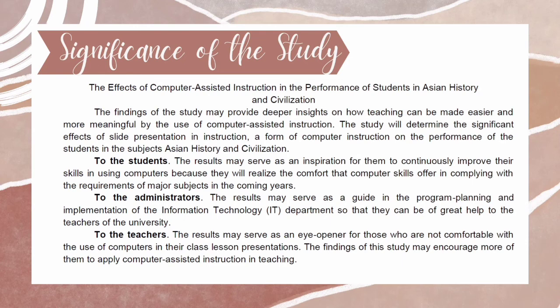Number 1 is the students. The study is important to the students. Since he identified that students will benefit from this study, explain also how important the study is to the students. Second is the administrators, and the third one is the teachers. So, this is just an example. Your significance of the study will depend on who can really use your research the most. This one is more on the students, so the students, administrators, and teachers are the only ones he identified.